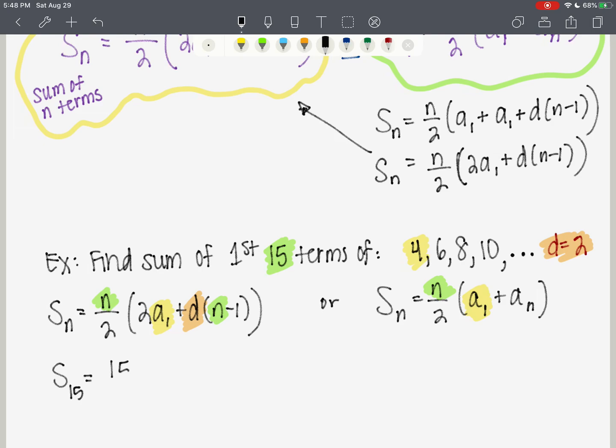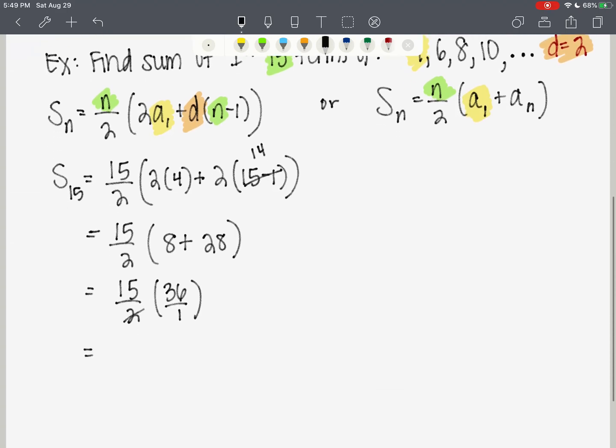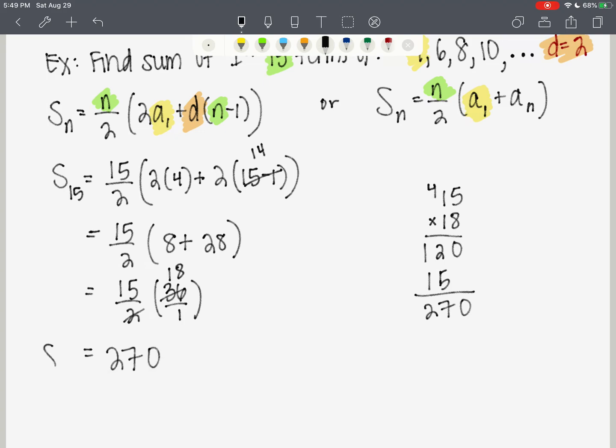The sum of 15 terms is equal to 15 over 2 times the quantity 2 times 4 plus 2 times the quantity 15 minus 1. 15 over 2 times the quantity 8 plus 2 times 14, which is 28. 15 over 2 times 36. 2 goes into 36 18 times, and 15 times 18 is 270. So the sum of those 15 terms is 270.